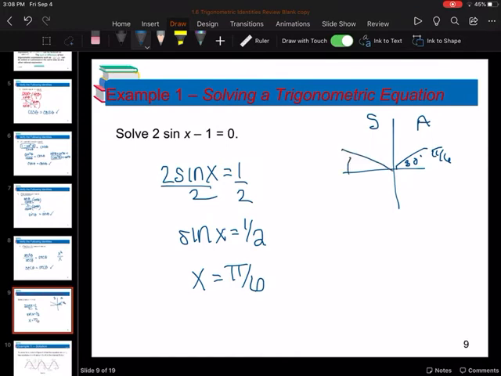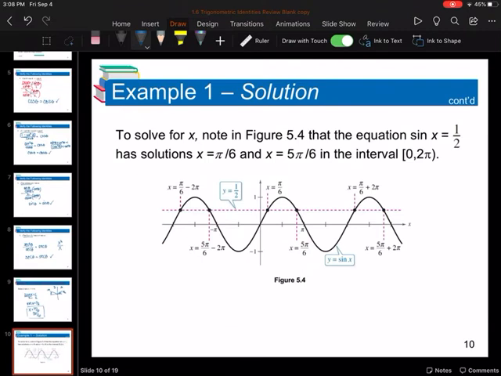And then we know 30 degrees over here in quadrant 2 is the same as 150, or 5 pi over 6. In calc, we tend to use radians. In physics, you'll use degrees. So you just need to get good at both. We can see that graphically here.